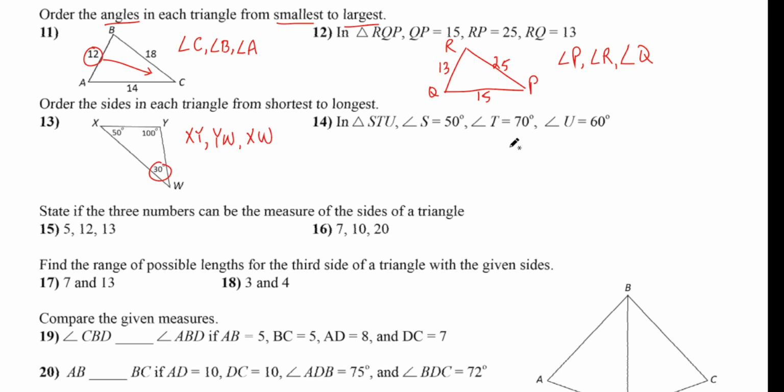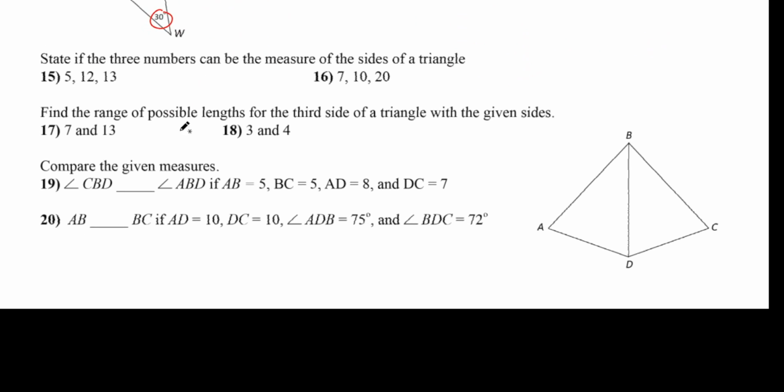This is the same thing, just redraw the triangle just like we did right there. Again, it doesn't have to be to scale. All right, look at this. State if the three numbers can be the sides of a triangle. How do I know if it can be a triangle or not? I take the two smaller ones, I add them up, right? So if I add those up, what do I get? 17. Is 17 bigger than 13? Yes, it is. If you add those two numbers up and it's bigger than the third one, yes, this is a triangle. So I would say yes.